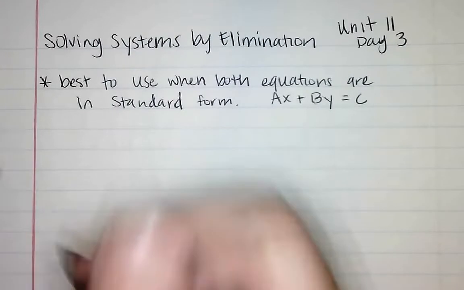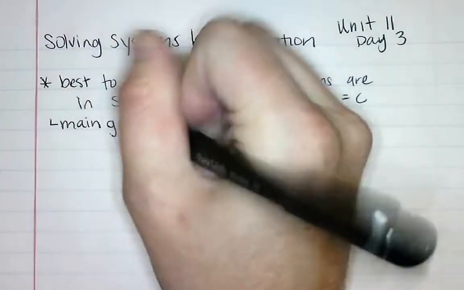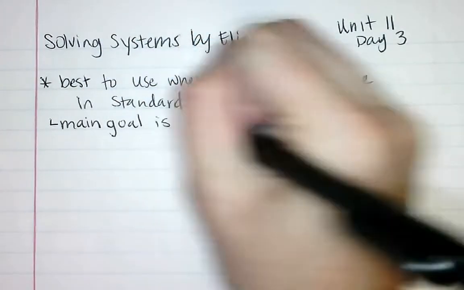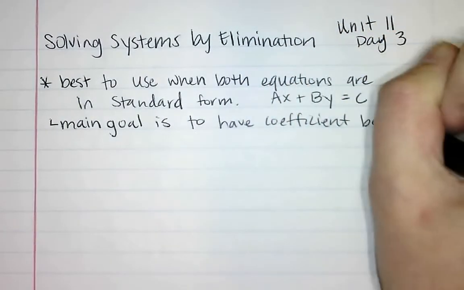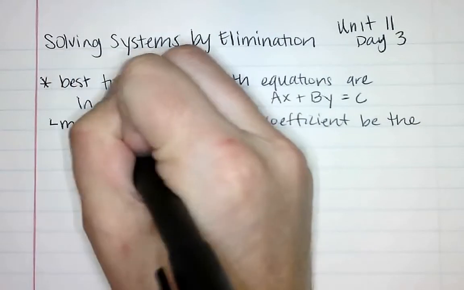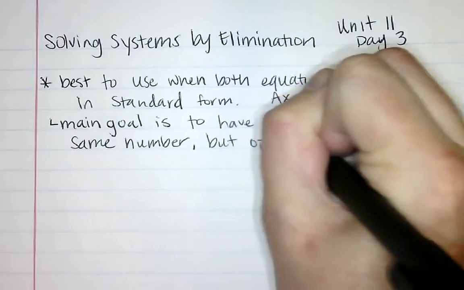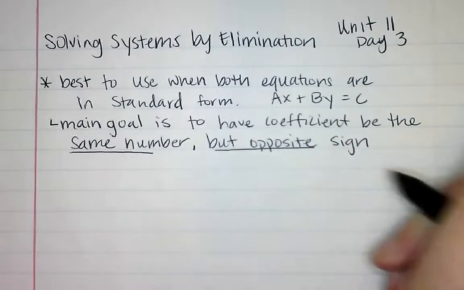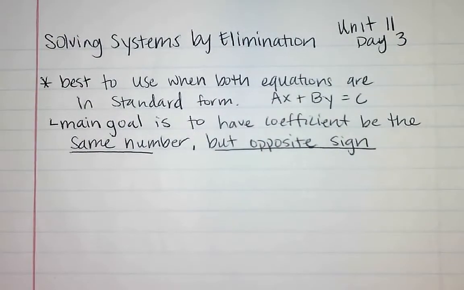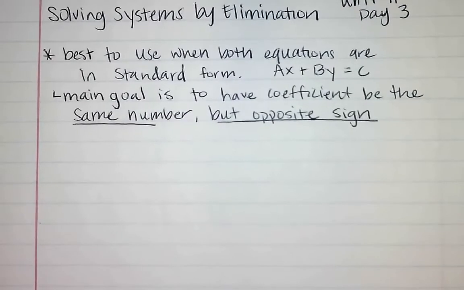And our main goal of elimination is to have the coefficient be the same number but opposite sign. So we want to get our coefficient to be the same number but the opposite sign. That's our main goal with elimination. And what that does is that sets it up for our variables to eliminate.